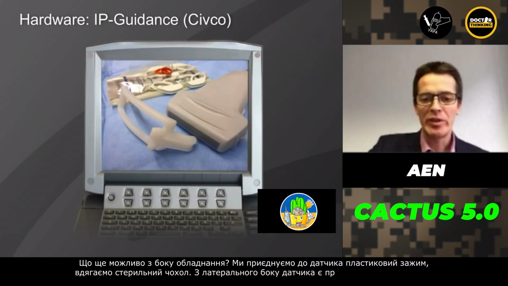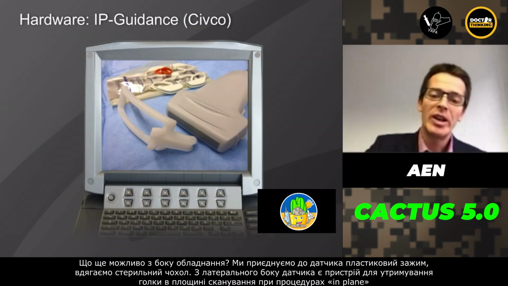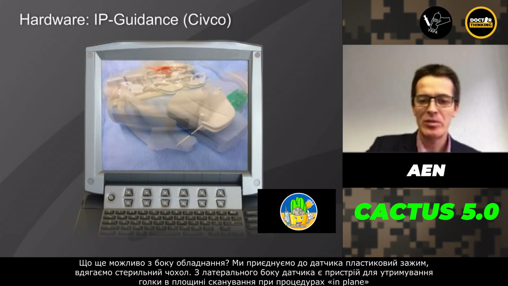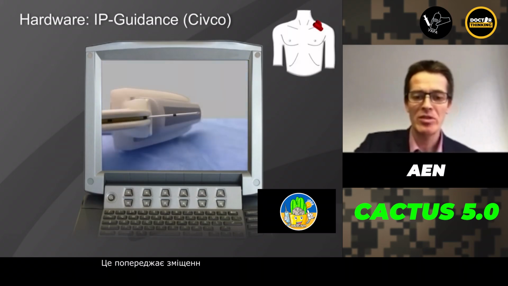What else is available? On the hardware side, we have options to have an in-plane guidance for probes. So there is a little plastic clip which we connect to the probe. Then we have a sterile cover, and on the lateral side of the probe we've got this little device that keeps the needle inside the scanning plane only for in-plane procedures. So this is the result.